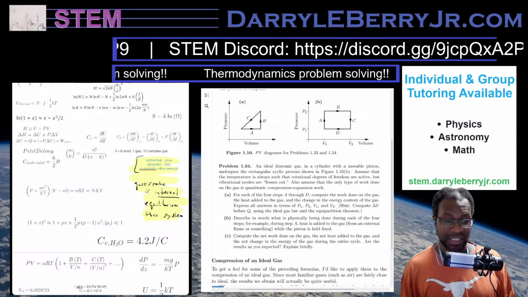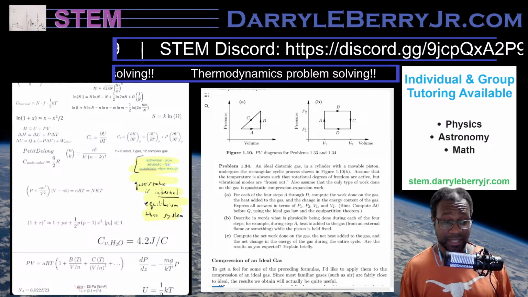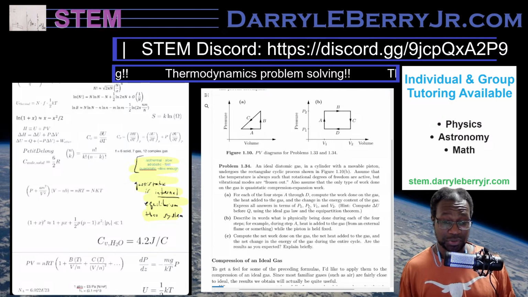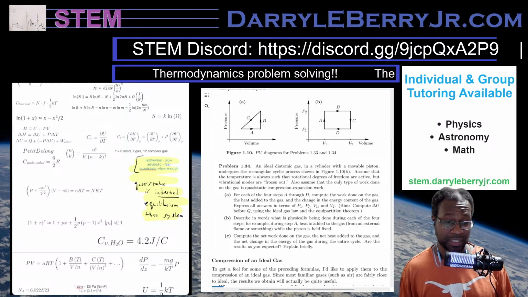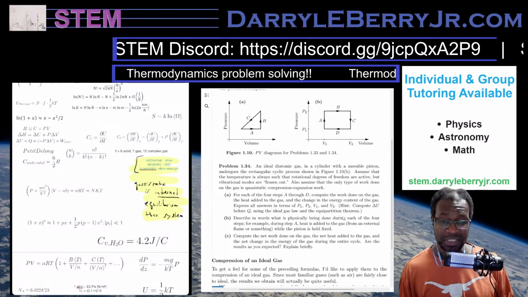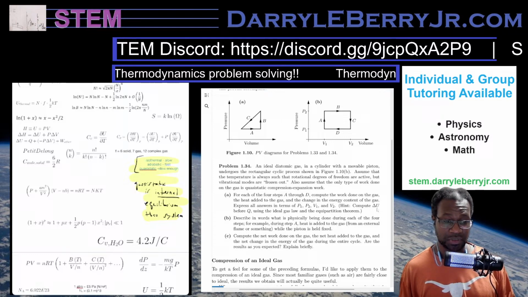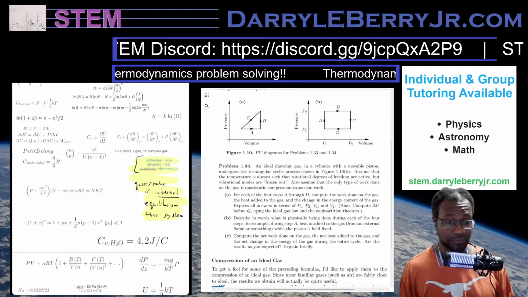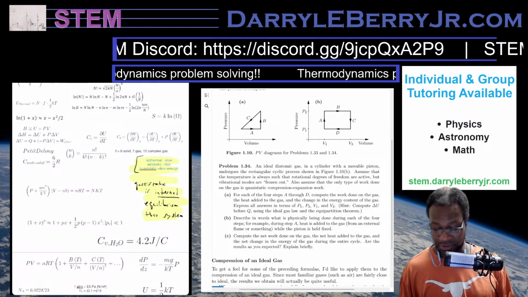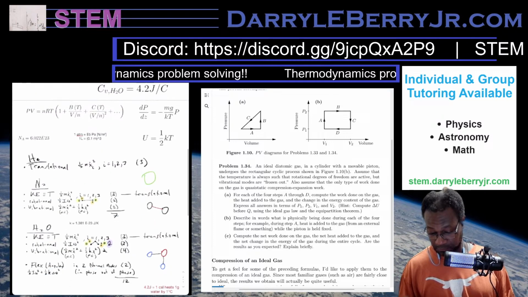For each of the 4 steps A through D, compute the work done on the gas, the heat added to the gas, and the change in the energy content of the gas. Express all answers in terms of P1, P2, V1, and V2. The hint is to compute the change in U, the change in energy, before Q, using the ideal gas law and the equipartition theorem. Let's see what they did for this one.